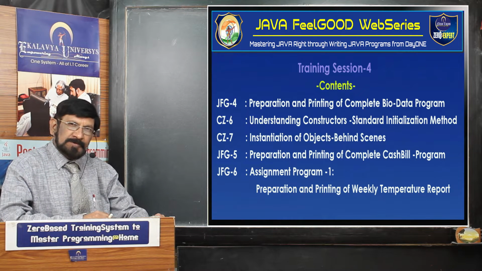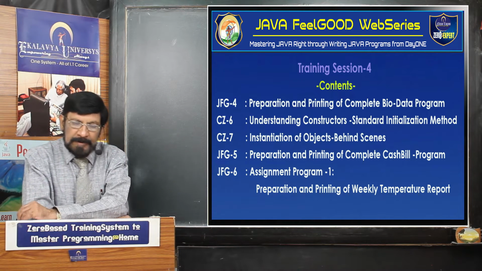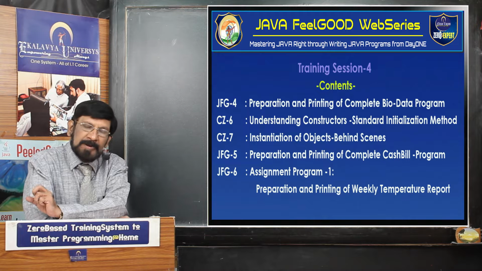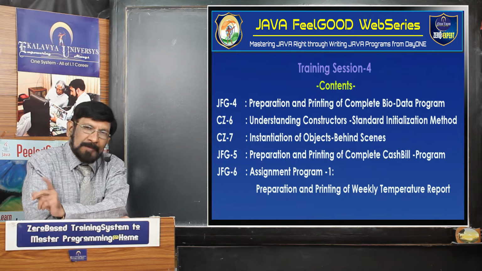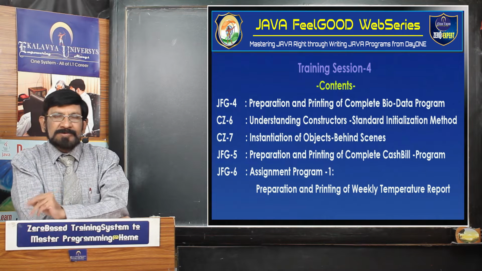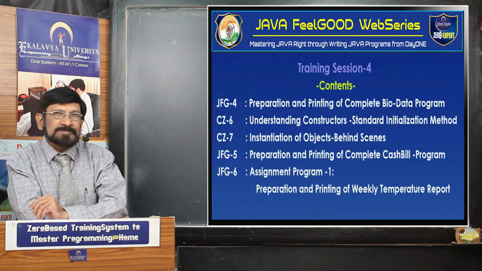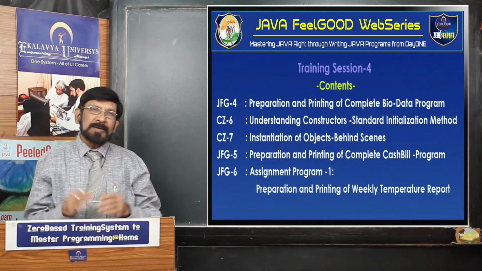And the first program, JFG-4, preparation and printing of complete biodata. In the previous training session, I gave a simple biodata. It consisted of only 3 items. Now it is a complete biodata with 10 items. This is the strategy. Practically understand.